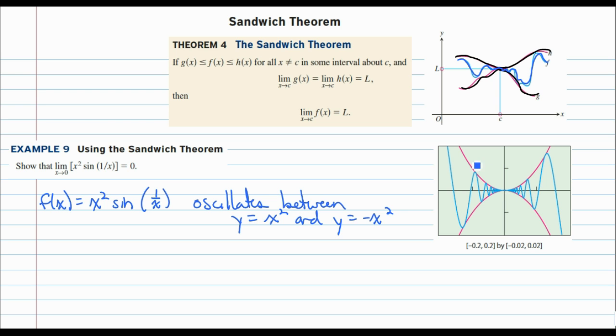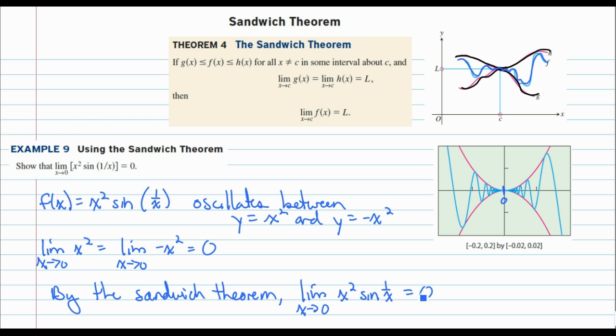So now if I look at the limit as we approach 0 of the upper function and the lower function, the limit as x approaches 0 of x squared is the same as the limit as x approaches 0 of negative x squared, which is 0. So since our function f of x oscillates between these two and they both have a limit of 0 at x equals 0, by the sandwich theorem, the limit as x approaches 0 of x squared sine of 1 over x equals 0. Now the two parts I needed for the sandwich theorem to come together was that our function is oscillating between two different functions, and both of those functions have the same limit at our c value, 0.